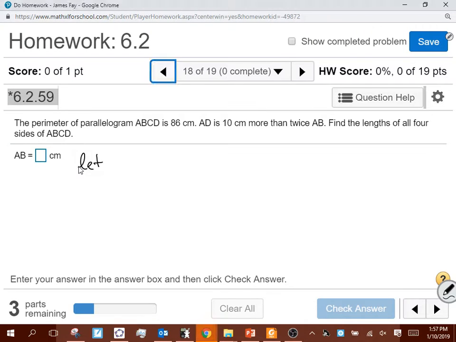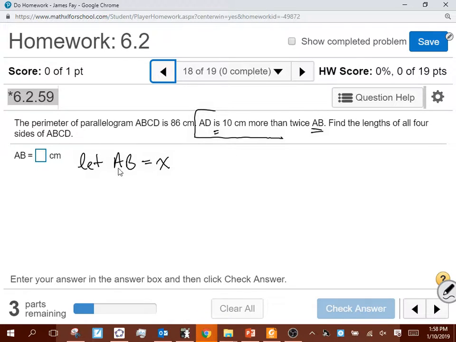This is what we do. We say let AB equal X. Okay, because AB is the thing we know the least amount about here, right? Because AD is, so when they say is, that's equal, right? So they're telling me everything I need to know about AD. They don't say a single thing about AB.